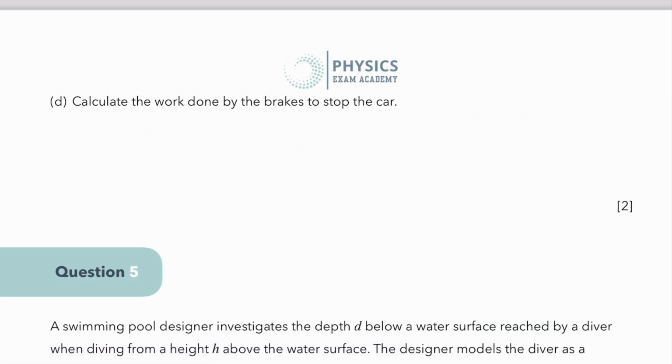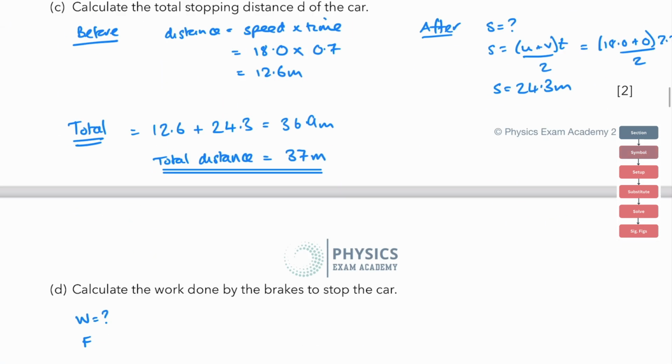And the final part of question 4, D. Calculate the work done by the brakes to stop the car. We want to work out what the work done is. We head to the data booklet that deals with work done, and we have symbols. We have F, which is the average force. We've worked that out earlier, 8,000.